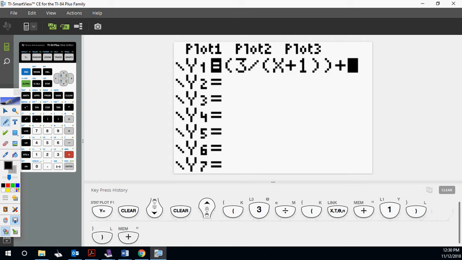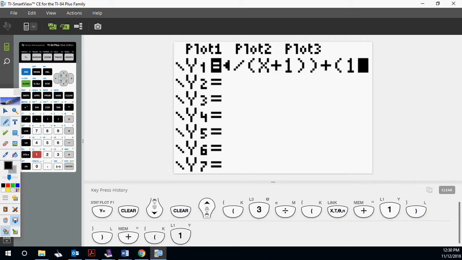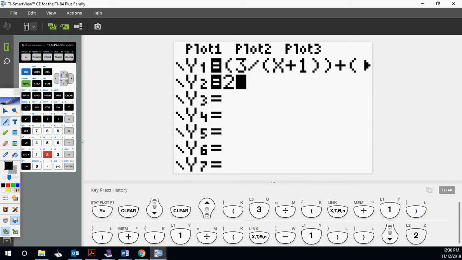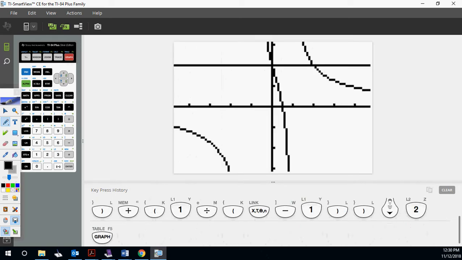But okay, 3 over x plus 1, plus 1 divided by x minus 1. Okay, so there's my left side. That's my y1. And then my y2 is just going to be 2. I don't know where my window's at, so this might not look great. Oh, we're good. So put those in. Oh, mine's actually pretty good. Okay, so there's my picture.